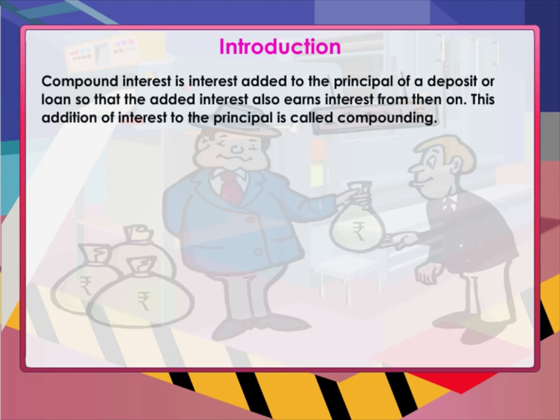The next one is compound interest. Compound interest is interest added to the principal of a deposit or loan, so that the added interest also earns interest from then on. This addition of interest to the principal is called compounding. We will briefly discuss compound interest in this chapter.